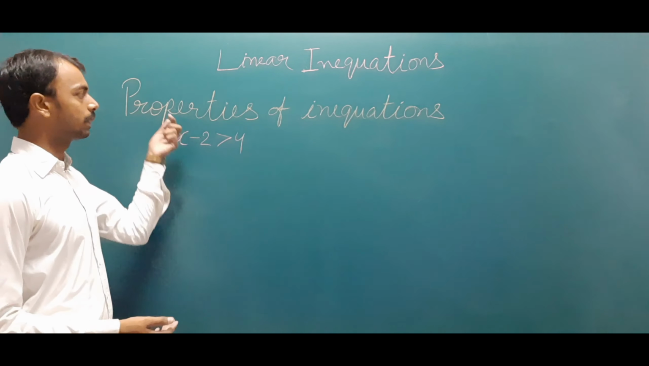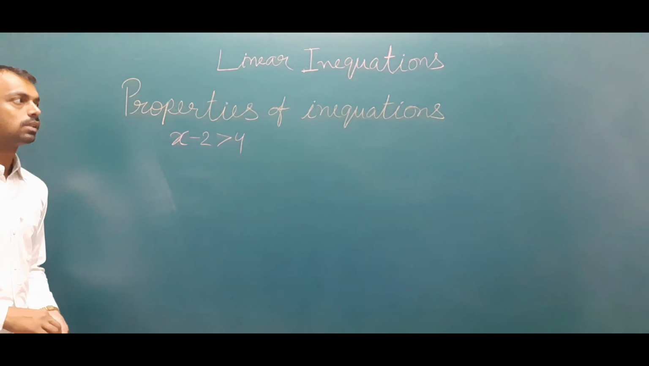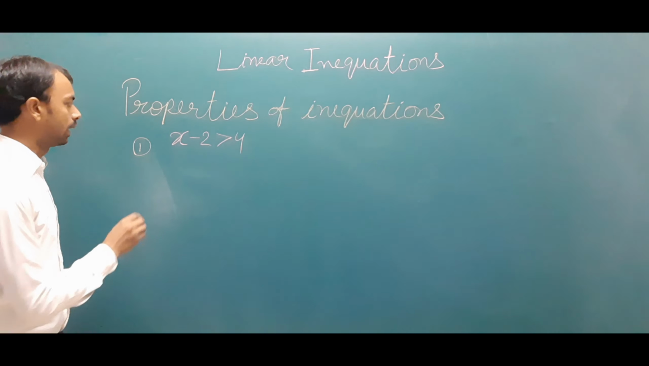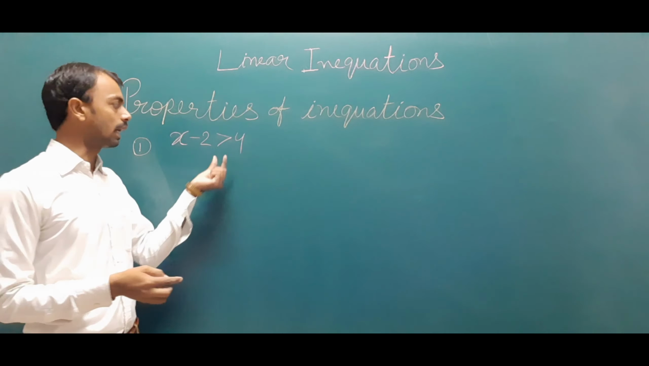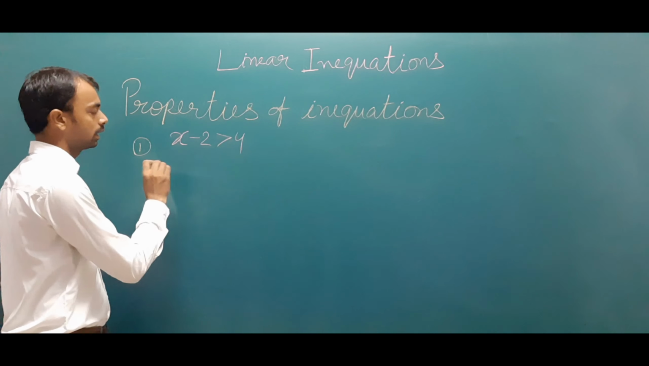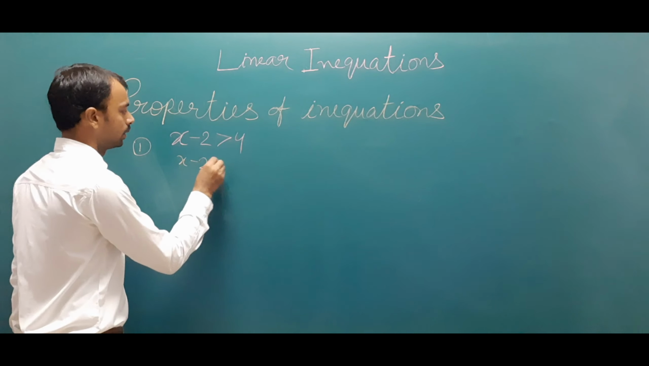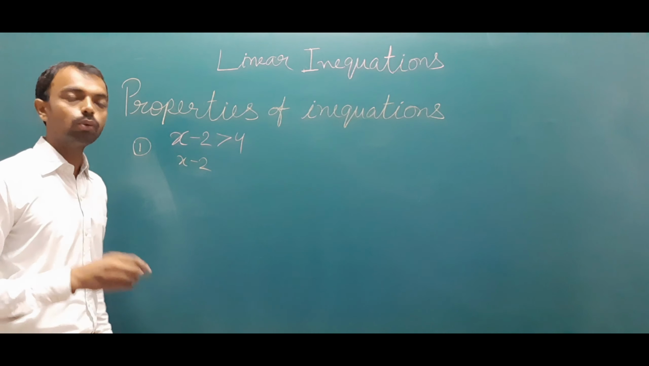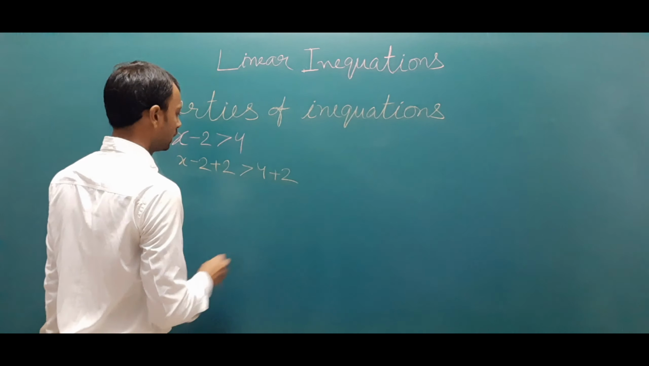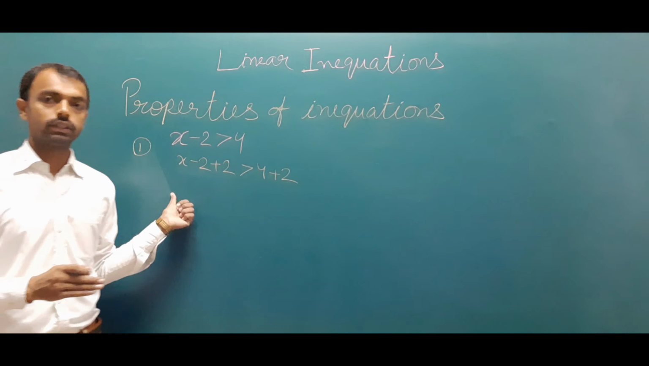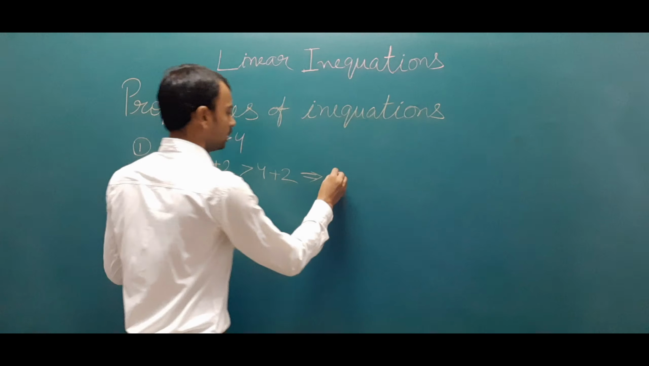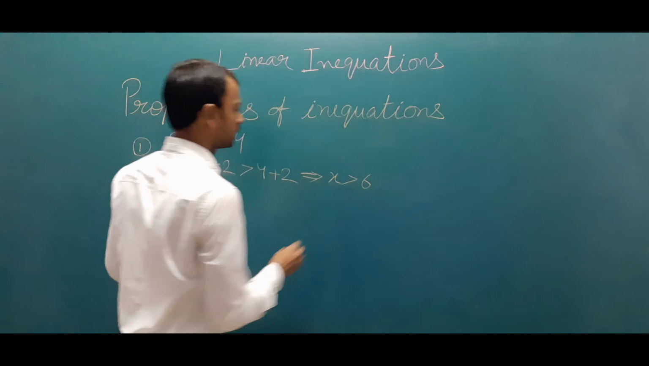Now we will discuss properties of inequations. First property: addition. If we add the same number or constant on both sides, like if I consider the inequation x minus 2 is greater than 4, and I add 2 on both sides, means x minus 2 plus 2 is greater than 4 plus 2, this will not change the inequation. The sign will be the same. So what do we get here? x will be greater than 6.